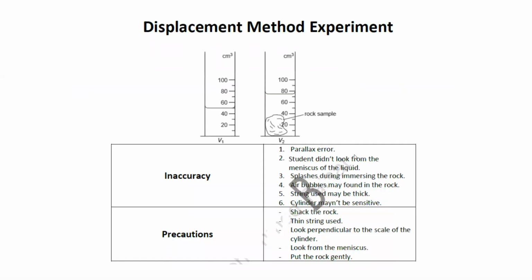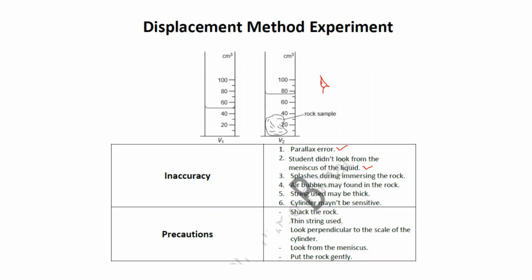So these are certain inaccuracies, like in the displacement method. What are the inaccuracies? Parallax error is there. Parallax error means the wrong position of the eye, or the student did not look perpendicular to the meniscus of the liquid. His eye line was there, but he was not perpendicular to the meniscus.